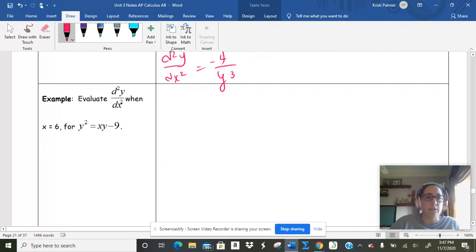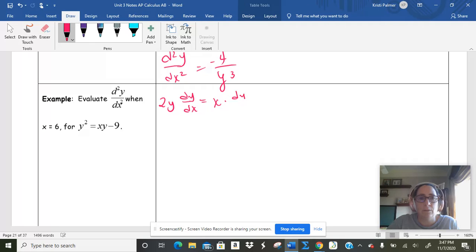Okay, this one wants me to solve for the second derivative when x is 6 here. So let's go ahead and get the first derivative knocked out. Try this on your own and then check with me as you go. Everybody see product? It's almost always there with implicit. And then the derivative of the minus 9 becomes 0.